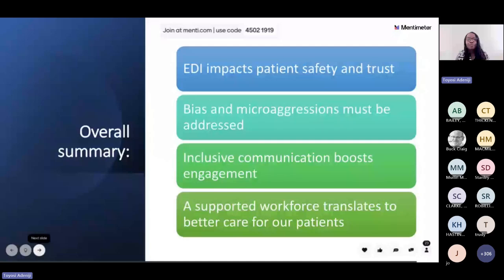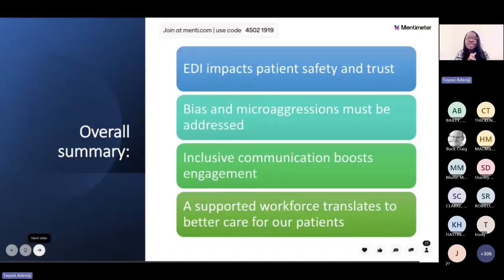Overall summary, EDI impacts patient safety and trust. Biases and microaggressions must be addressed. We need to call it out, really. It's not always easy, and that's the other truth, actually. Sometimes it's challenging. Sometimes, honestly, I find myself going, maybe I need to choose what battles I fight. Do I have the energy for this? Because some of it can be quite draining, trying to address it. But the truth is, it must be addressed.